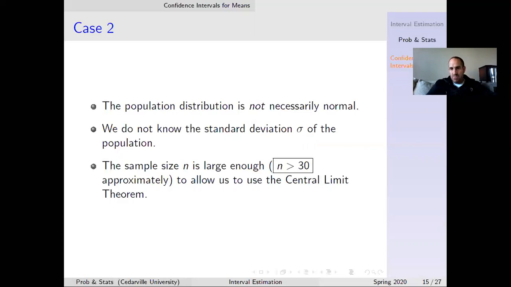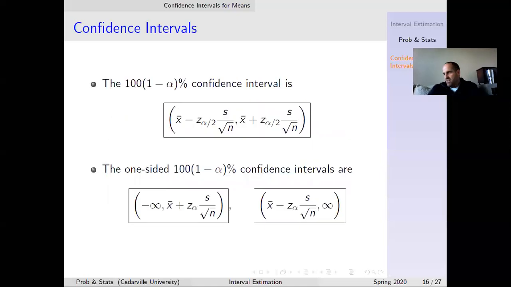But we want the sample size to be big enough to invoke the central limit theorem. And we've already said that can be done if n is bigger than 30. If the sample size is big enough, you can invoke the central limit theorem, and you can do the exact same thing that we were doing before with one slight change. Namely, instead of sigma, what do you notice here in the interval? It's not sigma anymore, it's S. You use S instead of sigma, which is something you can get from your sample. You can compute the sample standard deviation.